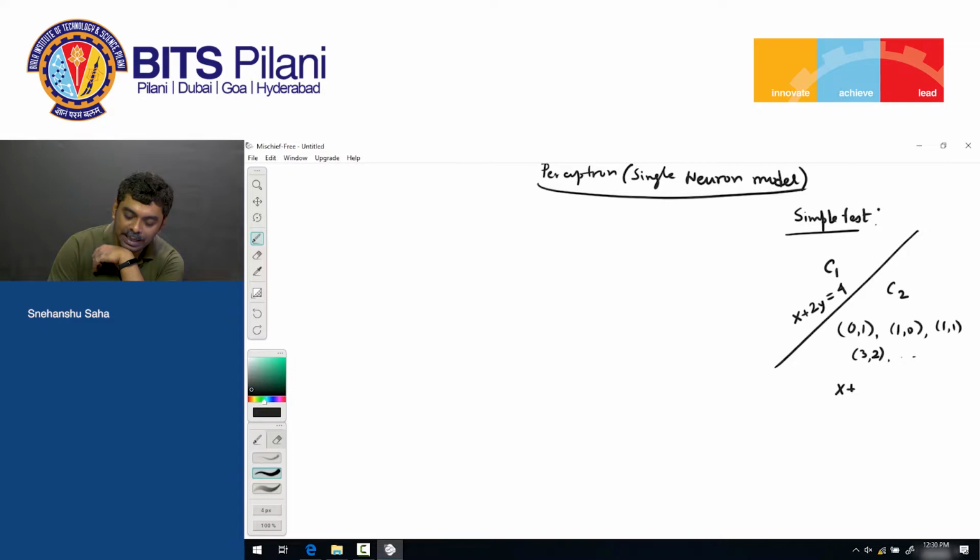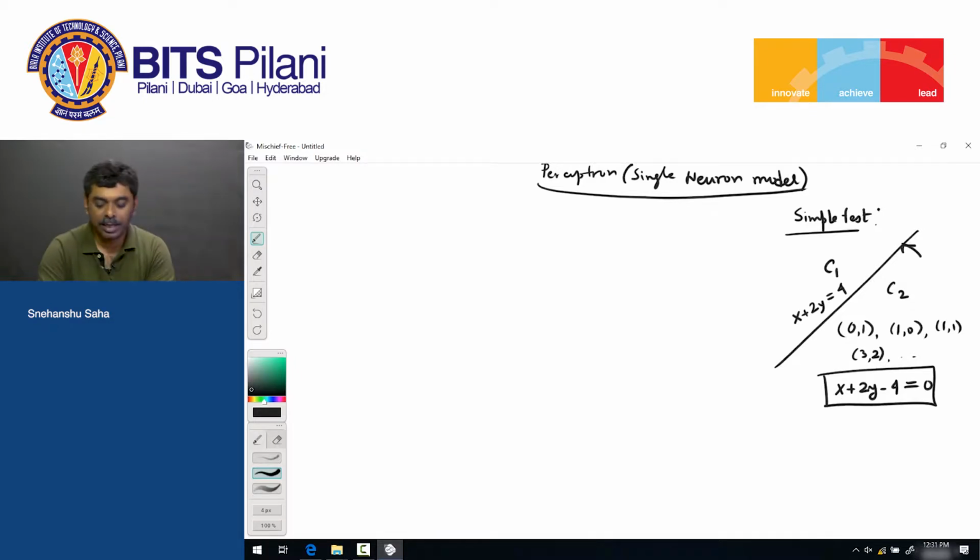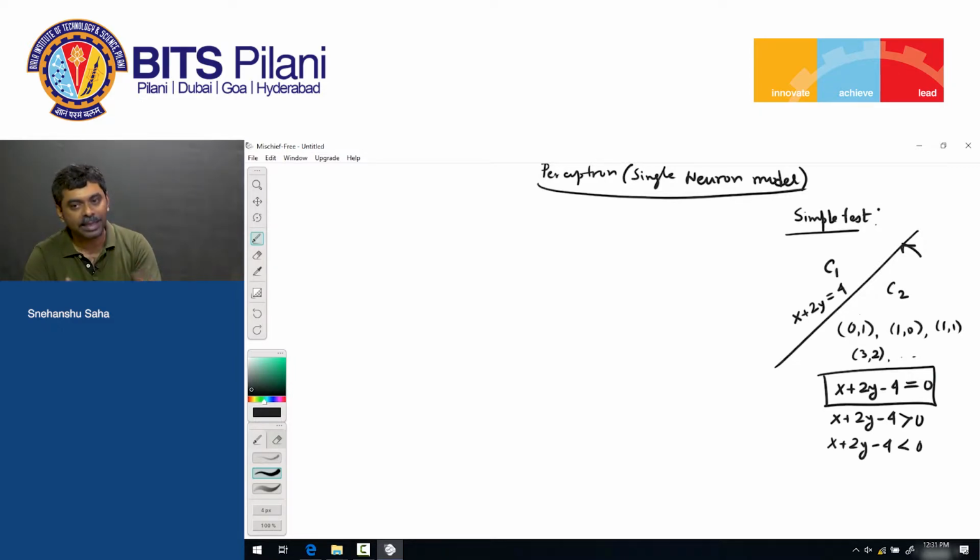Now what is this? This is the line. If a data point satisfies this equation, I can say that the point lies on the line, which is not good news for us, because then we would not be able to assign it a class. But if x plus 2y minus 4 is greater than 0, then I can say that this particular data point lies above that line. On the contrary, if I have x plus 2y minus 4 less than 0, I can say that that particular data point lies below the line. And that way, we should be able to assign the data points to classes.